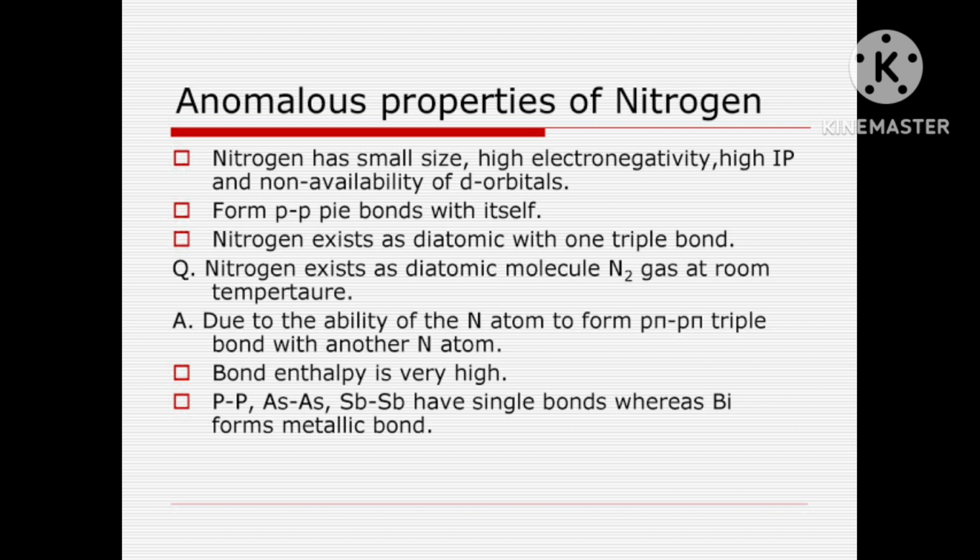Now the next property is reactivity towards halogens. Halogen means fluorine, chlorine, bromine, iodine. Group 15 elements react to form two series of halides, EX3 and EX5, like PCl3 and PCl5. Nitrogen does not form pentahalide. Question is asked, why is it not forming pentachloride or pentahalide? Due to non-availability of d orbitals in its valence shell.